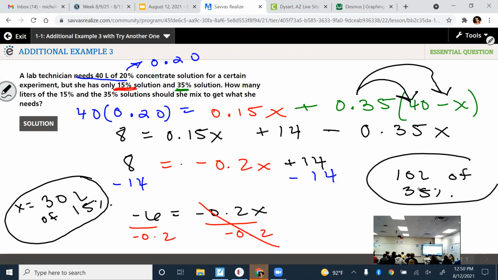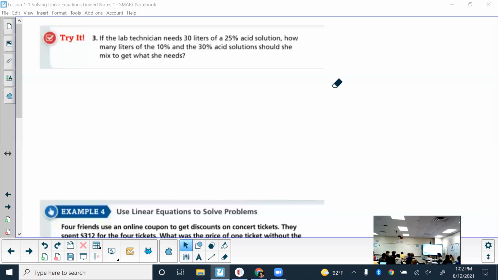10 liters. All right. I'm gonna leave this one up as a guide, but you have a try it in your little book about mixtures. That is just like the one we did. So listen up, especially if you were struggling. The setup is just like the ones we already did. So what she needs goes first. What do I write?